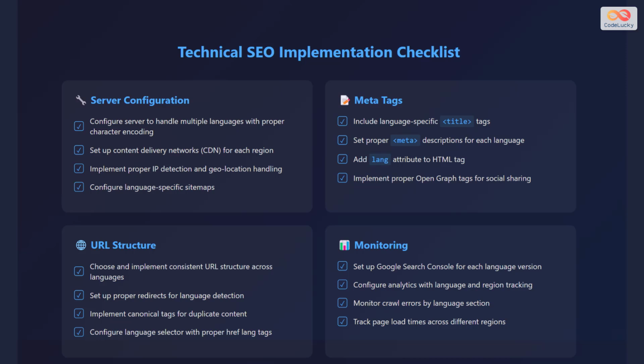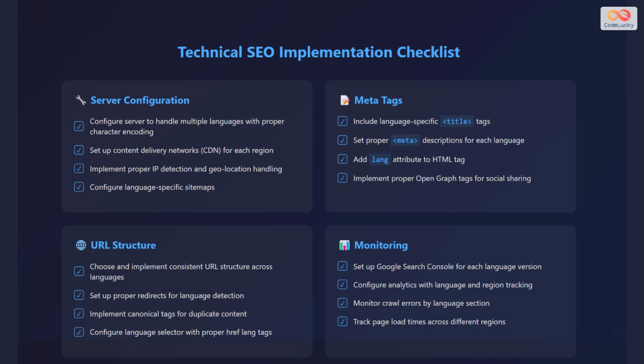Thirdly, URL structure. Choose and implement a consistent URL structure across all languages. Set up proper redirects for language detection. Implement canonical tags for duplicate content. And configure language selector with proper Hreflang tags.